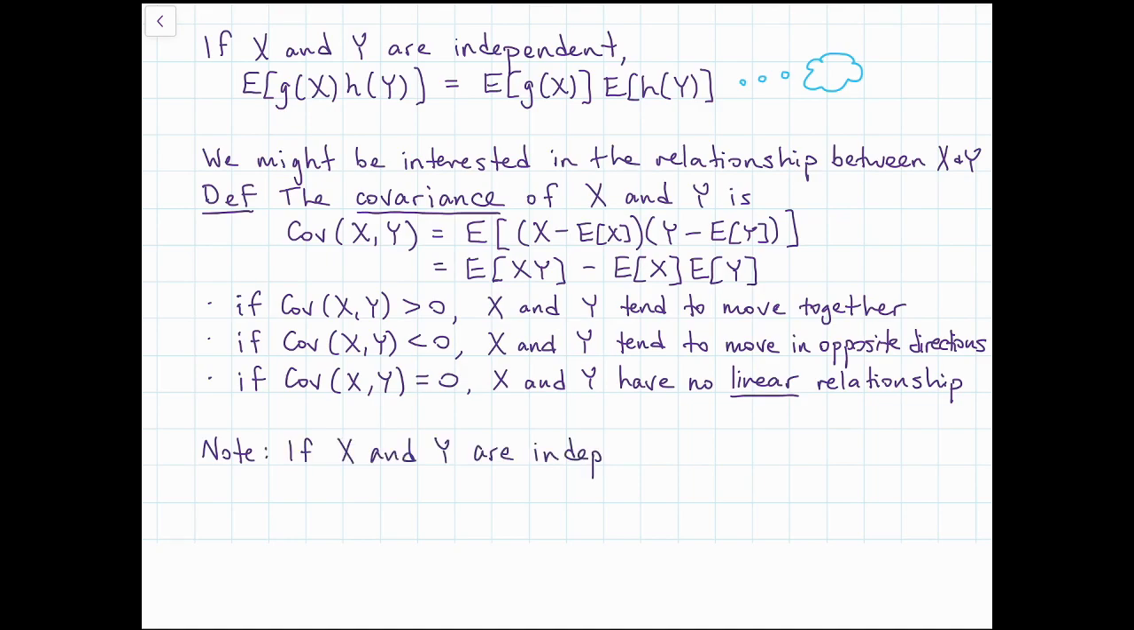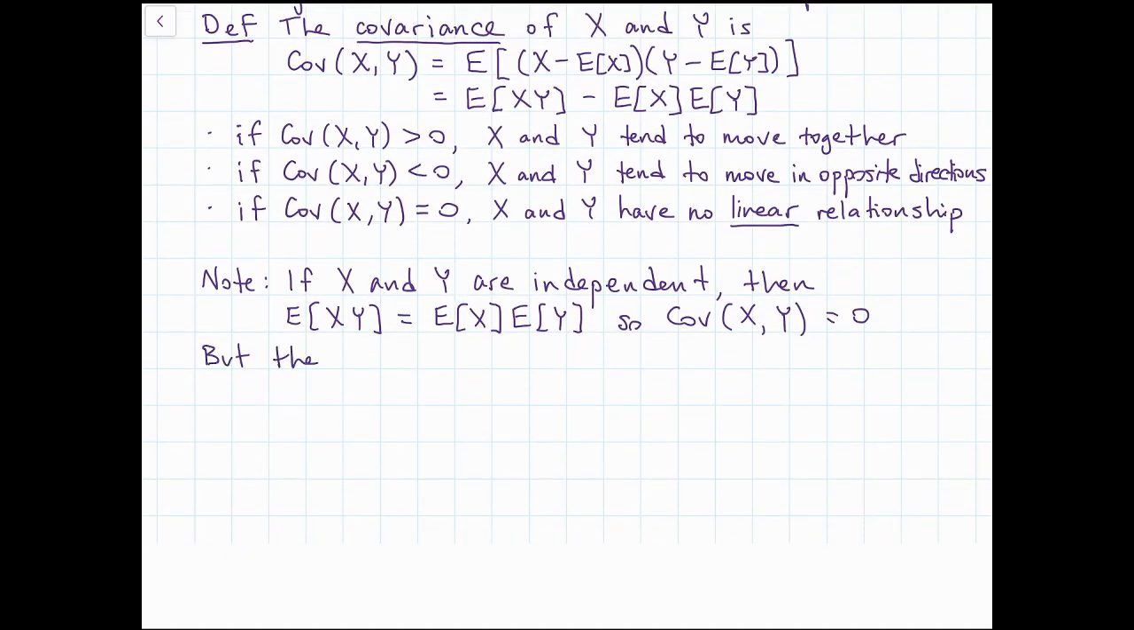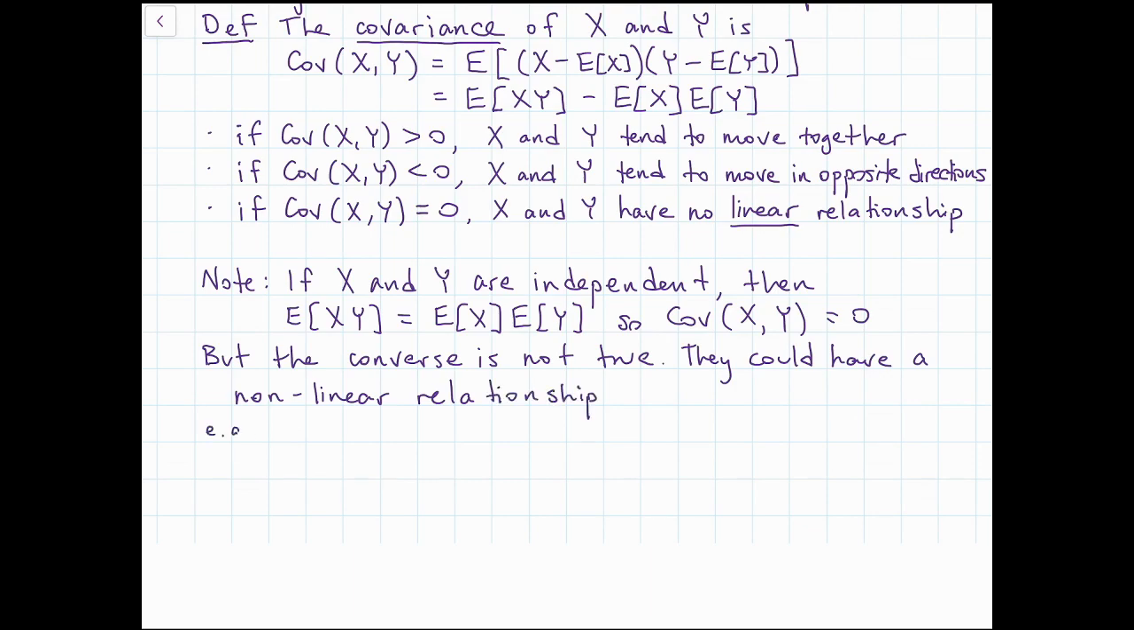If X and Y do happen to be independent, then E[XY] is just equal to E[X] times E[Y] by that result before. So the covariance will be 0. But the converse is not true. Independence implies 0 covariance, but 0 covariance does not imply independence. They could just have a nonlinear relationship.